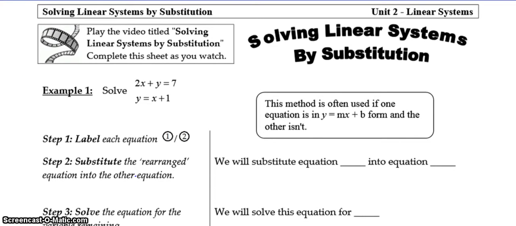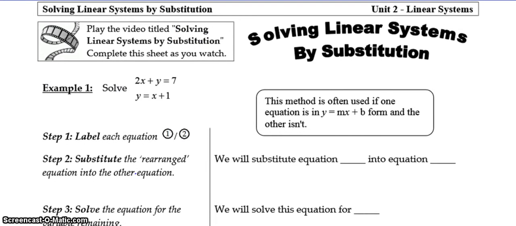There are two methods, substitution and elimination, and we're going to start with the substitution method. So there are a series of steps to go through. We'll go through this slowly and do a few examples together, and then you can try a couple of examples on your own afterwards.